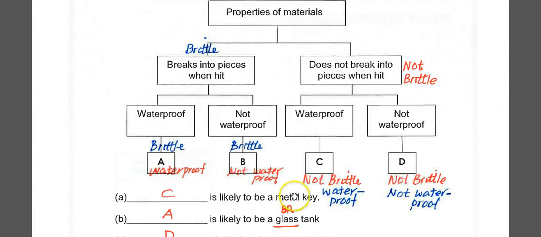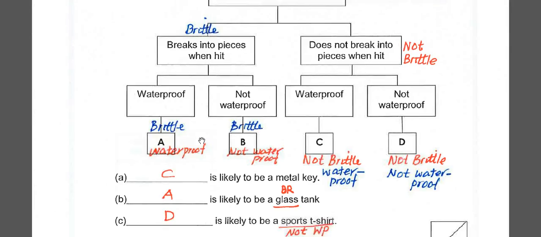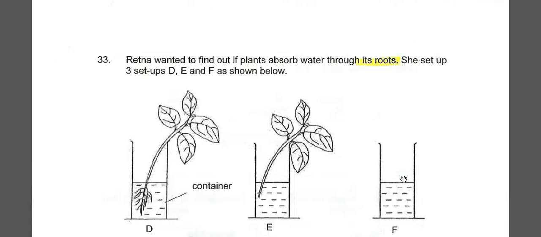C is likely to be a metal key. It cannot be broken easily once hit, and is also waterproof. A is likely to be glass. Okay, brittle. Yes, glass is waterproof. We use it to store water inside. And D is likely to be a sport t-shirt. All right. You drop your t-shirt or you hit it, it won't break. And it is not waterproof because it can absorb water and absorb your sweat. All right, let's carry on.